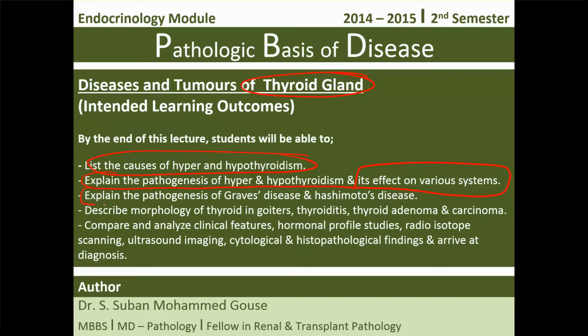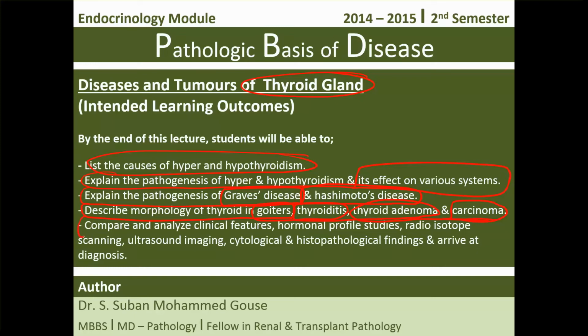Explain the pathogenesis of especially Graves' disease and Hashimoto thyroiditis, as well as describe the morphology of the thyroid in various goiters, thyroiditis, thyroid adenoma and thyroid carcinoma. Actually, this part we are also going to cover more in the practical part. We already had a session.